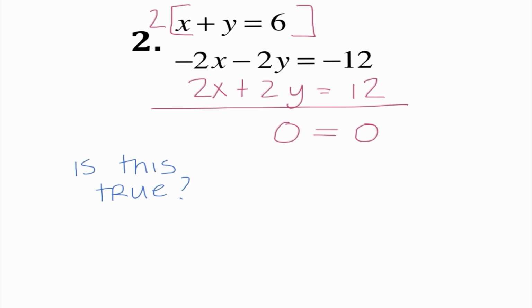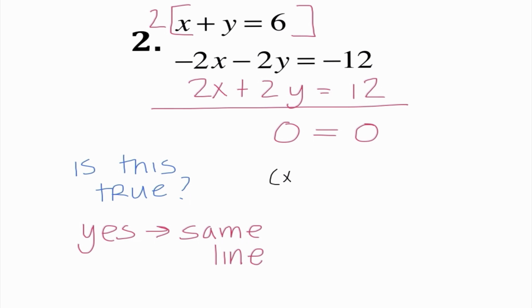And in class we said when our variables cancel out, we need to ask ourselves, is this equation true? Is 0 equal to 0? And if we thought the answer was no, that meant that those lines never intersected, which means that we have no solution. If we say yes, it is true, that means it's the same line and there are an infinite number of solutions. And in this case, yes, 0 is equal to 0.